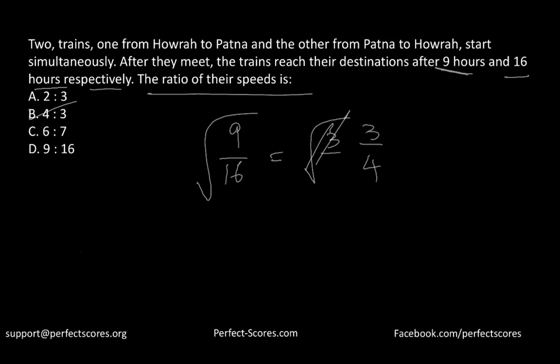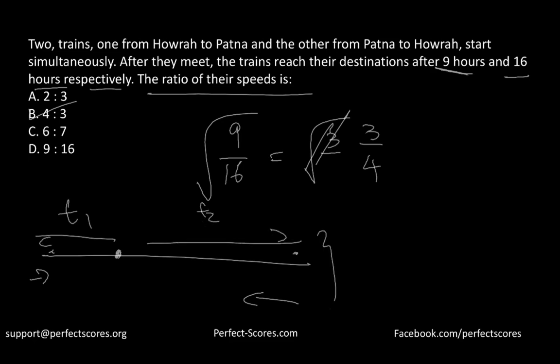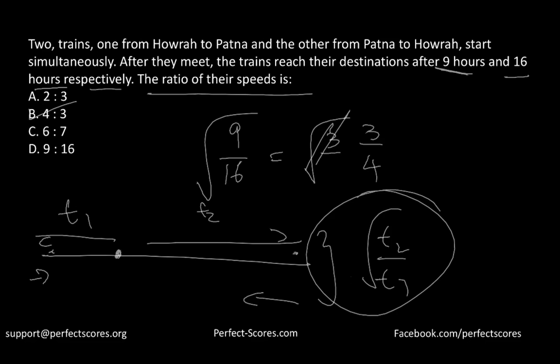Rather than solving equations, you know that if you have two points and two bodies are coming towards each other, they meet at a point, it takes T1 hours and T2 hours afterwards. So the ratio of their speeds is going to be square root of T2 over T1. So a good thing to remember that will actually make you faster. It builds up another theory on top of what you already know.